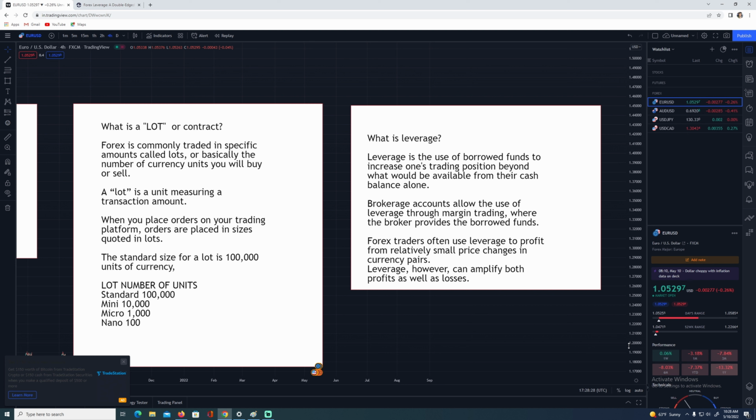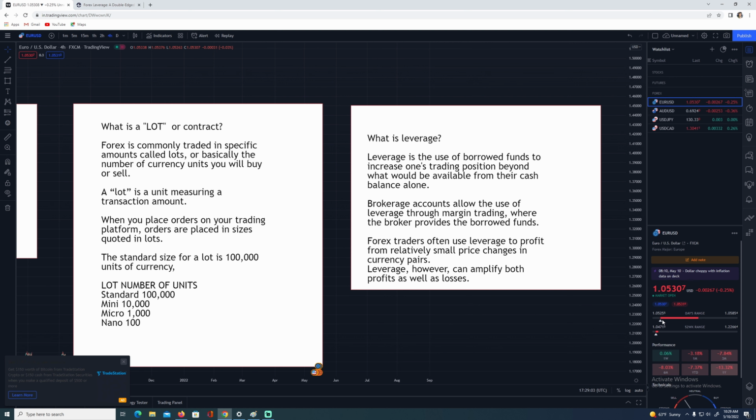Okay, so leverage is basically just that, borrowing money to place trades. Now, you might say, oh well, that's amazing, right? Because let's say you have $3,000 in your account, you can actually buy 100,000 units. You can control 100,000 units while having only 3% of the money.